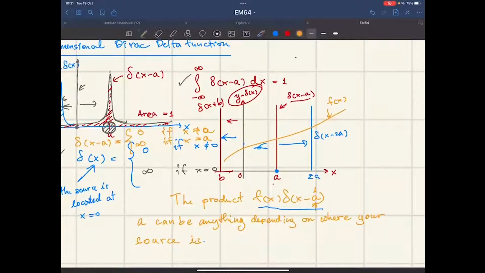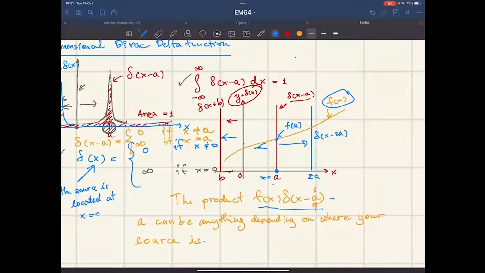What is this point here? This point is f of what? f of a, right? This thing is f(x) here, and this thing is x equal to a here. So at this point, x is equal to a.